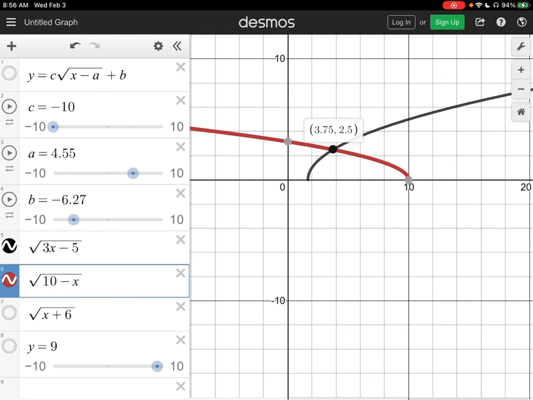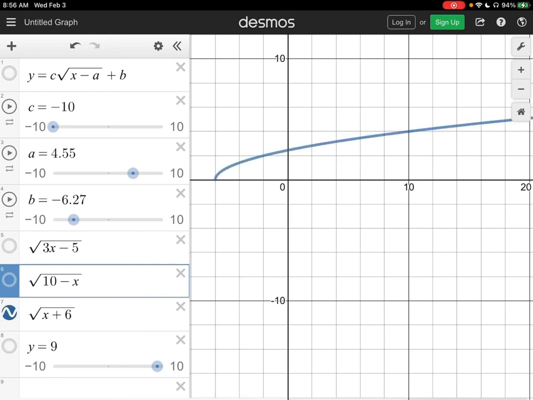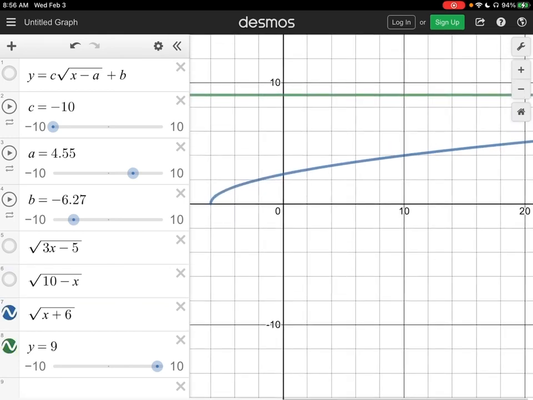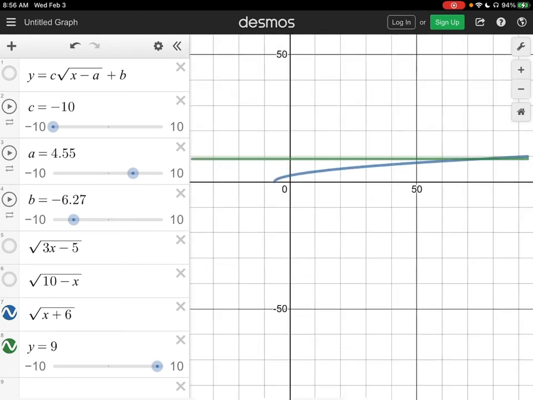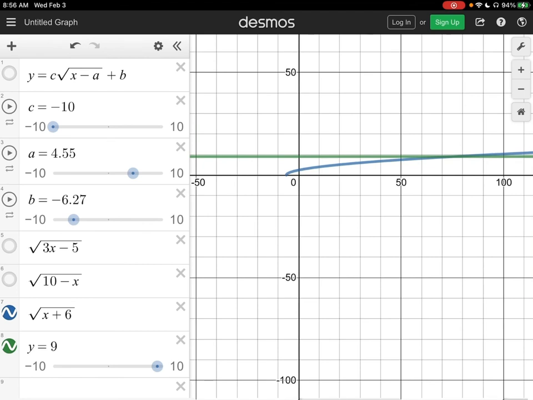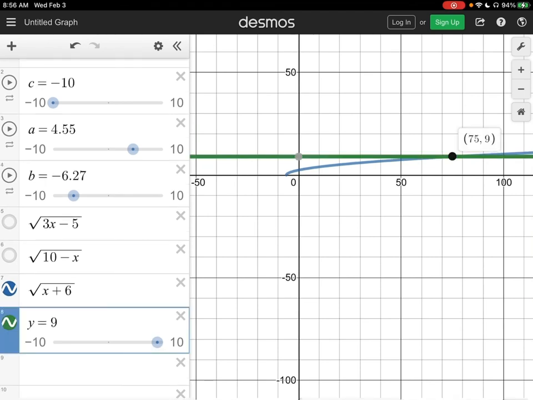All right, so I think that was number 4. I'll hide both of those, and now I'll show these. So I have y equals 9, which is the green bar. And then I have root x plus 6, which is the blue one. And I zoom out just by pinching the screen. And I know it touches somewhere over here, so I just touch, and there it is. The answer is 75, 9. Or I guess it would just be 75.